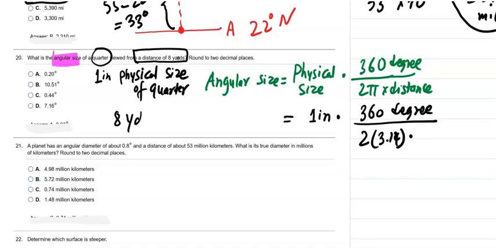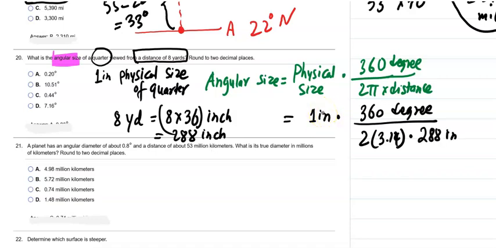So 8 yards as a distance is the same as how many inches? Notice that 1 yard equals 36 inches. So 8 yards equals 8 times 36, which is going to be 288 inches. So I have to put the same inches here, 288 inches.